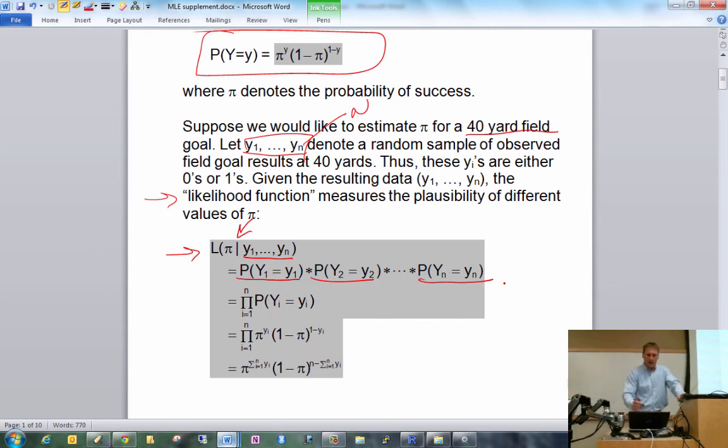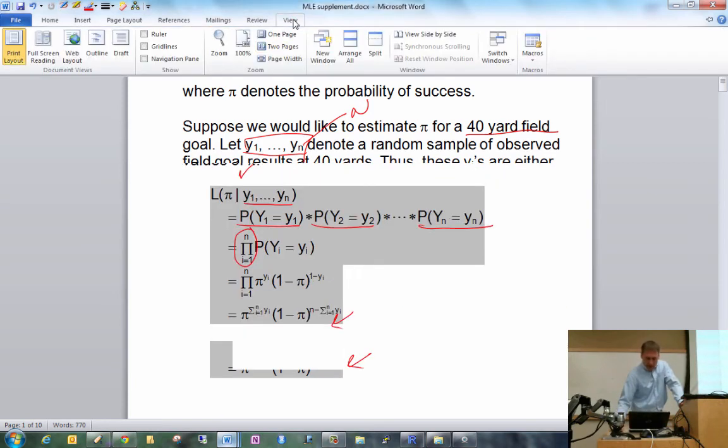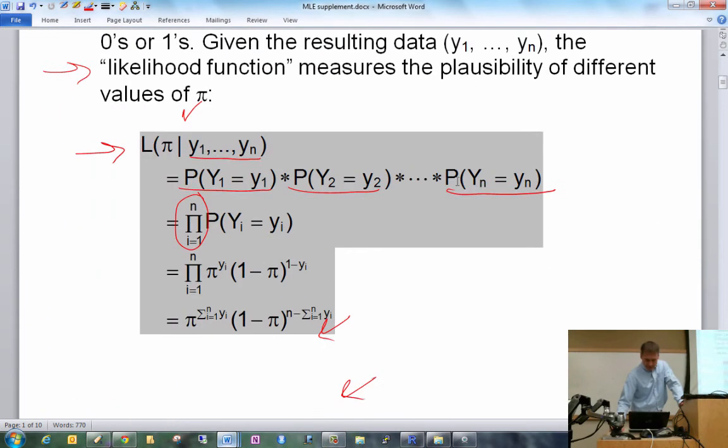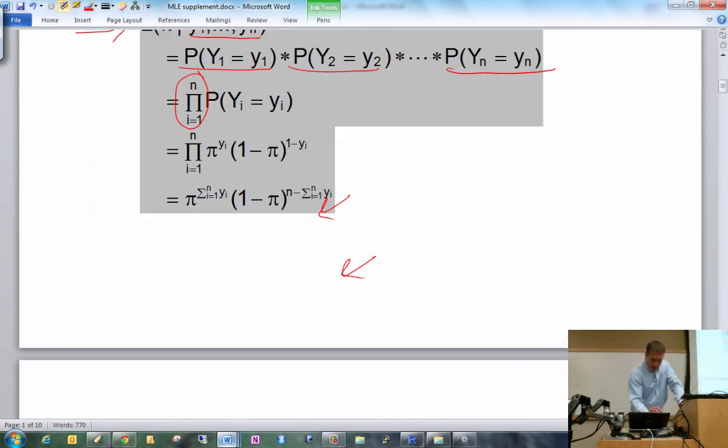So I can make this a little more condensed and use a product notation. I can put in my Bernoulli distribution, do a little simplification, and this is what I end up getting: pi raised to the number of successes times 1 minus pi raised to the number of failures. Is everyone comfortable with that?